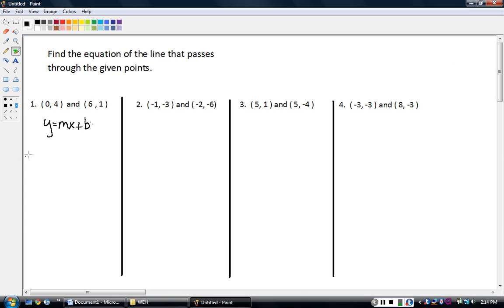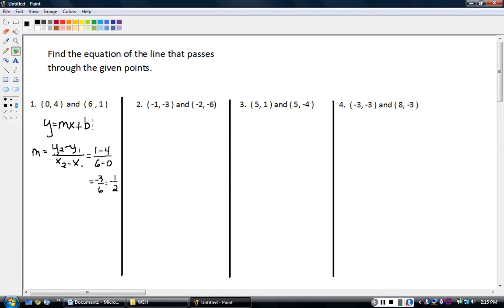Okay, so first thing we're going to do is find m, just like we've done before. M is given by this formula, y2 minus y1 divided by x2 minus x1. Okay? So in this case, that's equal to 1 minus 4 divided by 6 minus 0. Right, we did this in the last chapter. We found the slope. So it's negative 3 over 6, which is equal to negative 1/2. Okay? So that's not new. We've done that before. We did that in the last chapter.